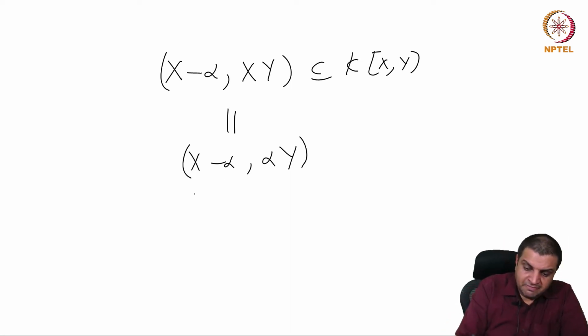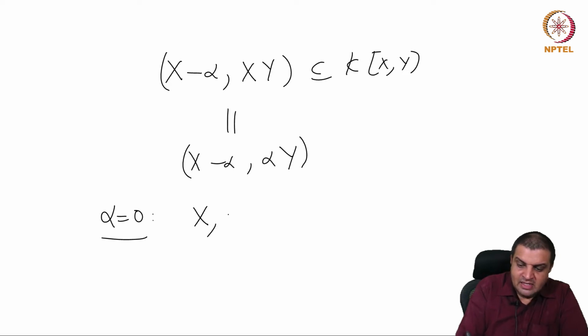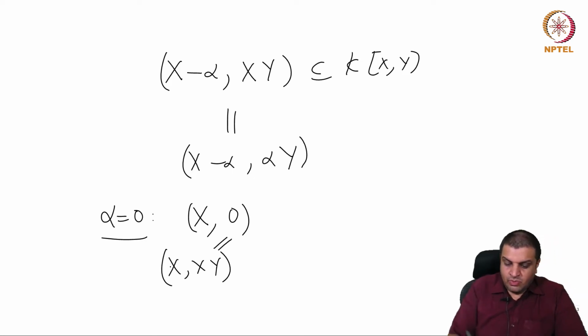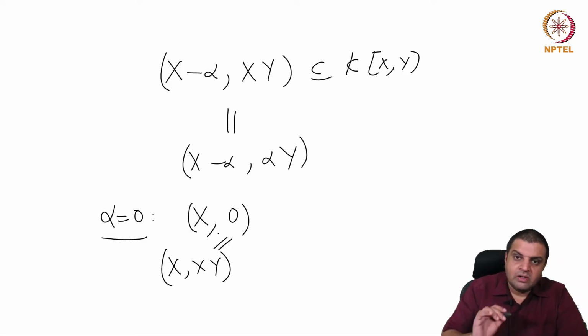Just one observation: if alpha is 0, it is subsumed in this case, but let's just make sure that we understand. If alpha is non-zero, then it is fine. Even if alpha is 0, then we just get x here and then 0 here, but that is okay. (x, xy) is the same as this. Once x is there, one does not need this. So even if alpha is 0, it is still fine.